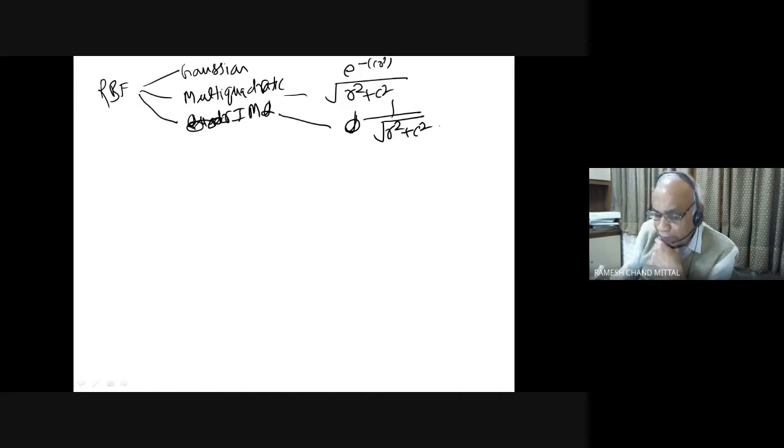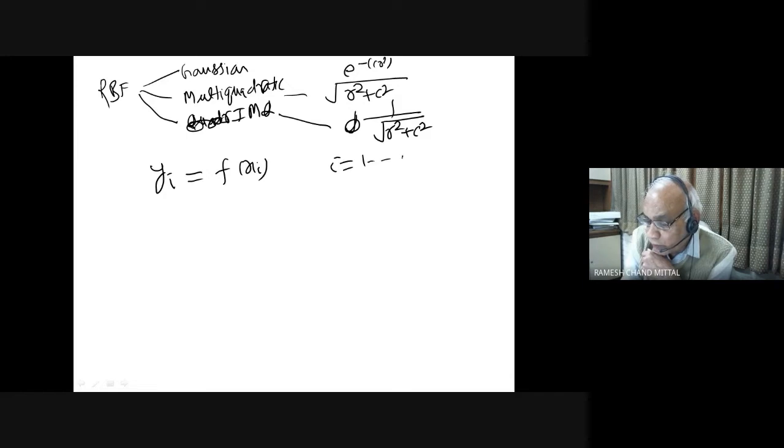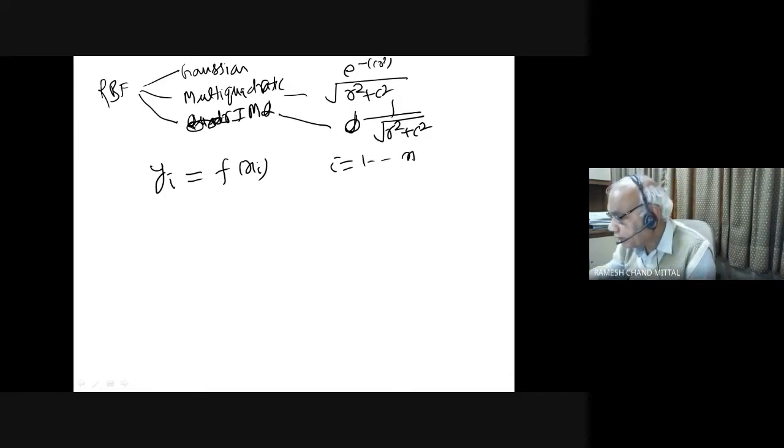Now I am given y equal to f(x_i), some data, i equal to 1 to n. The problem before me is that I want to find an approximation or interpolation for my function y.